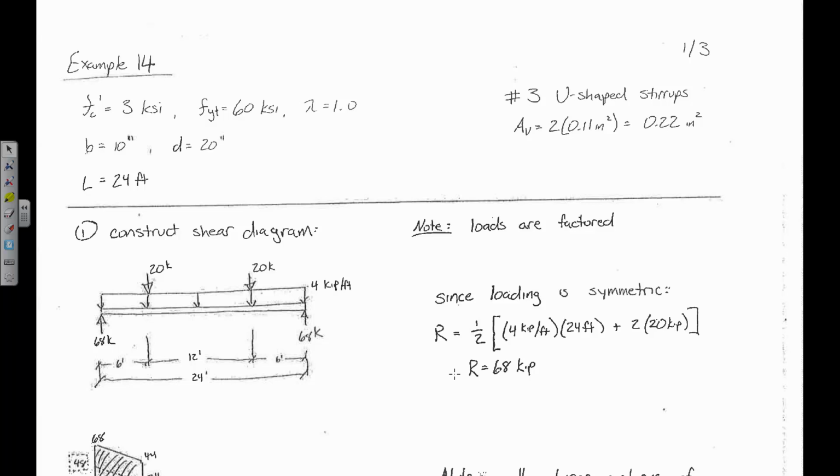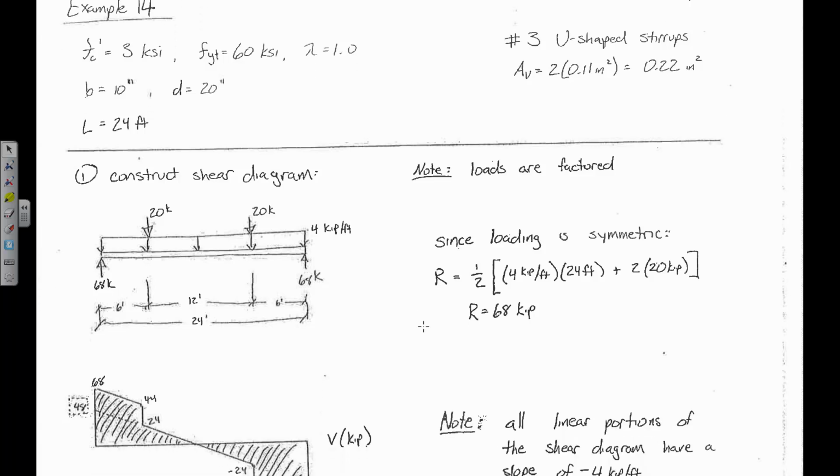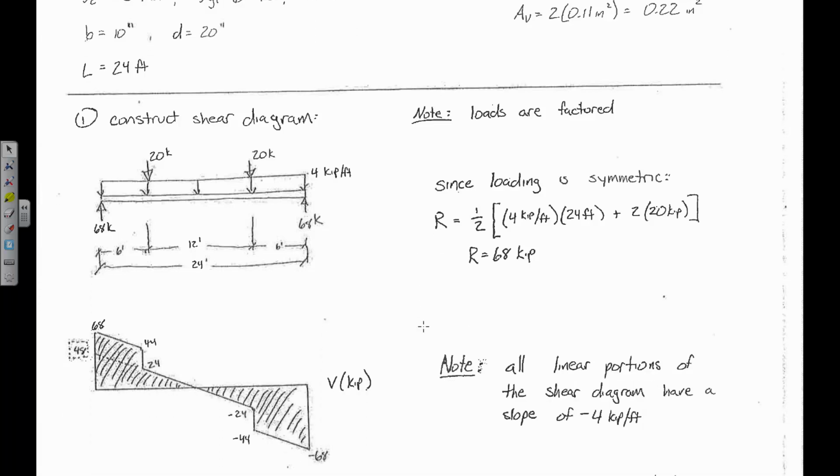All right? Now, since the loading is symmetric, I determined the reaction the same way I did up here, and I got 68 kips. And then you can see I drew the shear diagram. What might be a little strange on the shear diagram is why did I connect this dotted line here to 48? This is why, so that I could determine the equation of these two lines. So this line has an equation of 68 kips minus 4x, and this one has 48 kips minus 4x. It's because all the linear portions of the shear diagram have a slope of negative 4 kips per foot. It's negative because the load is going down, and it's 4 because that's the magnitude of the distributed load.